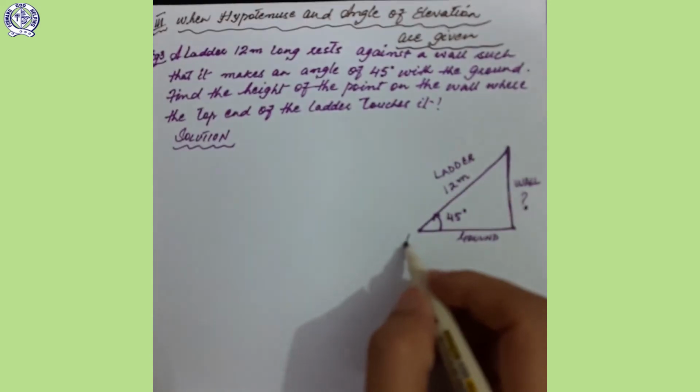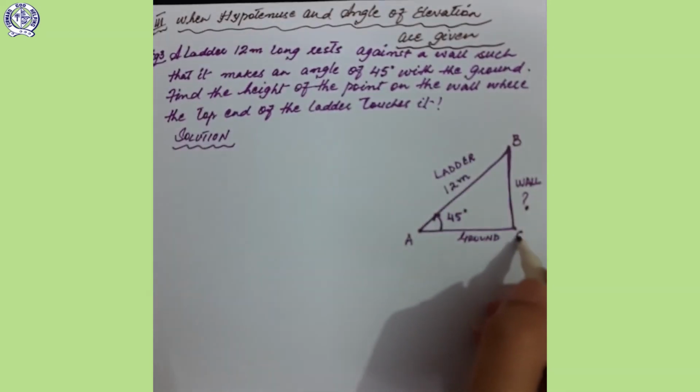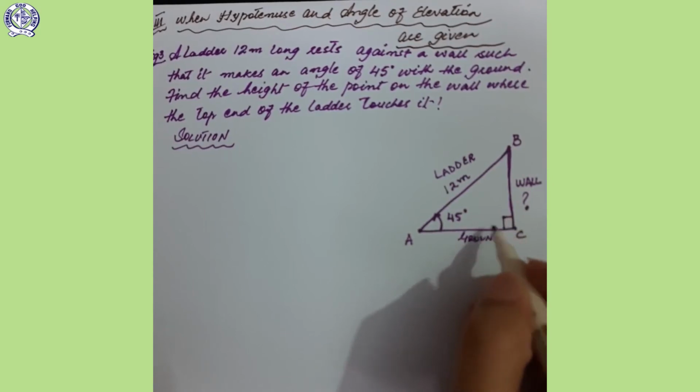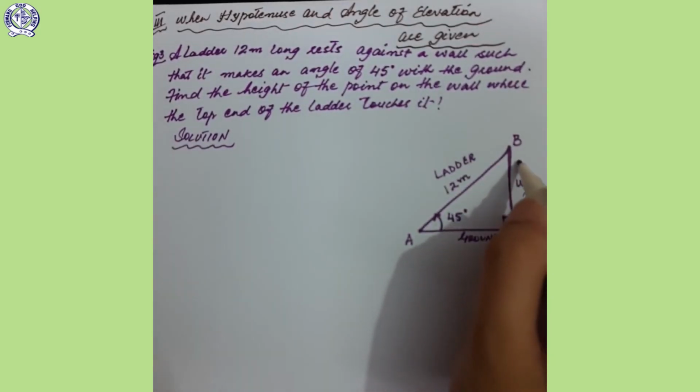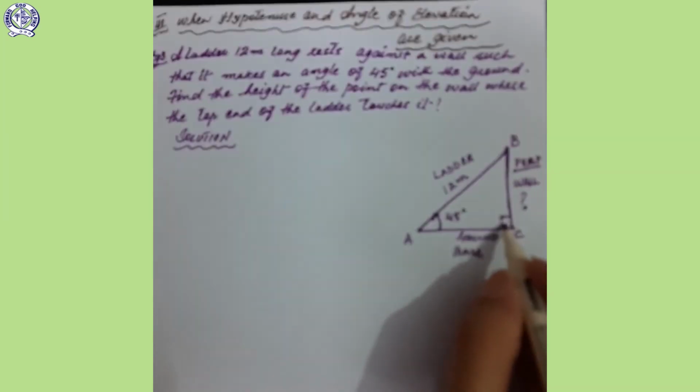Let's name it A, B and C. This is 90 degrees. Now according to the angle, this side is perpendicular, this side is base, and opposite of 90 degrees is the hypotenuse.